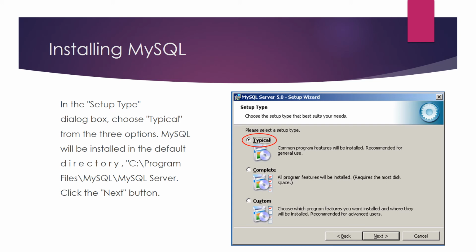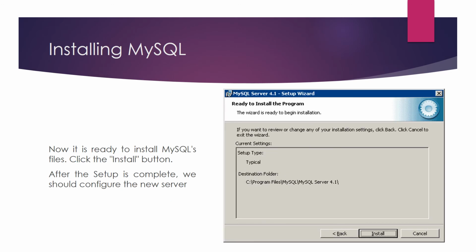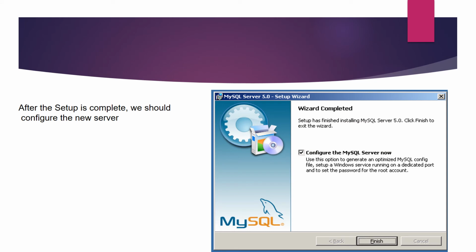MySQL will be installed in the default directory, C drive program files MySQL server. Click the next button. Now it is ready to install MySQL files. Click the install button. After the setup is complete, we should configure the MySQL server.